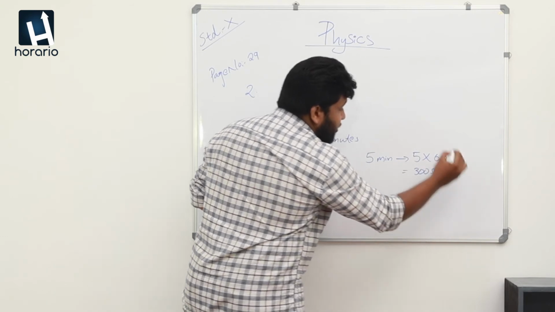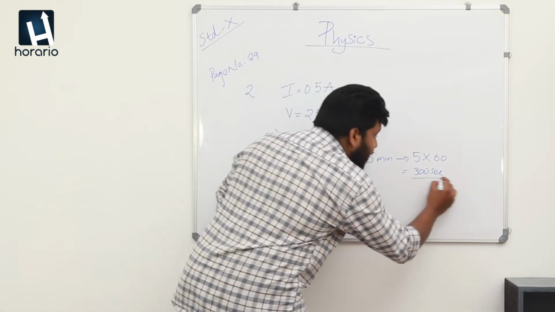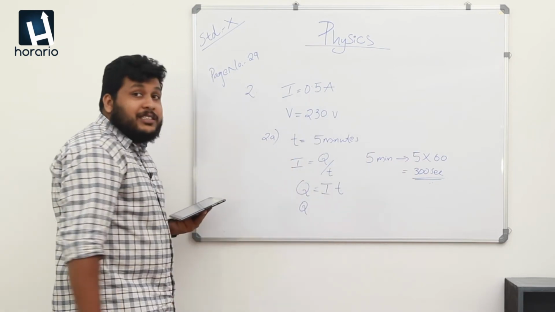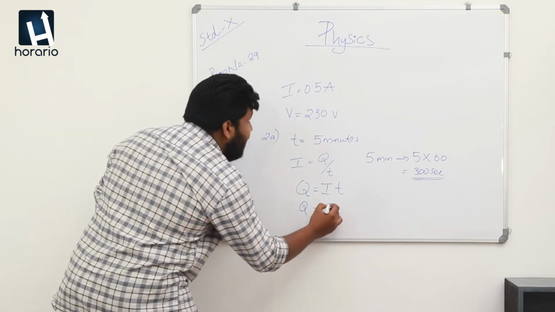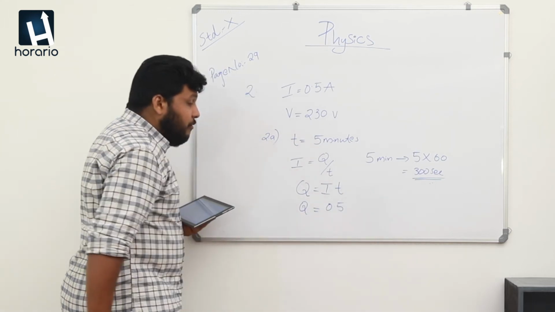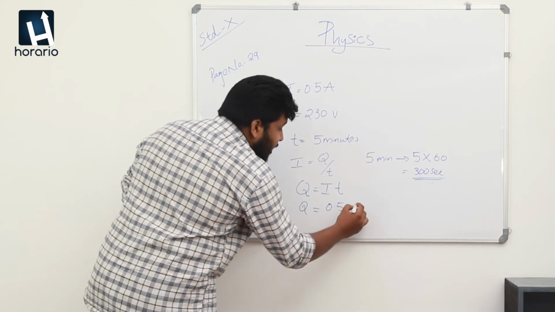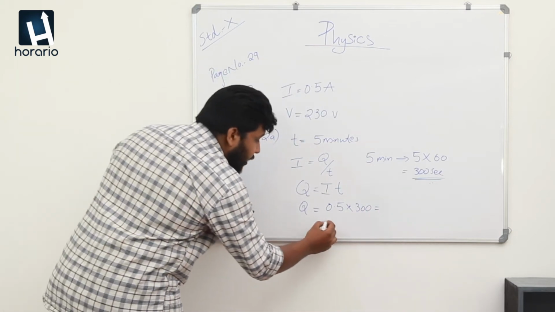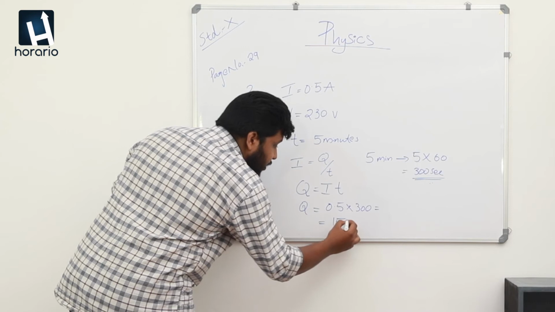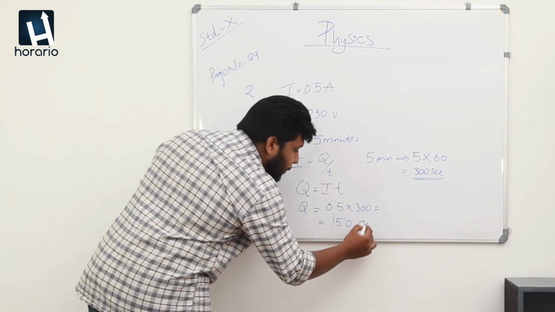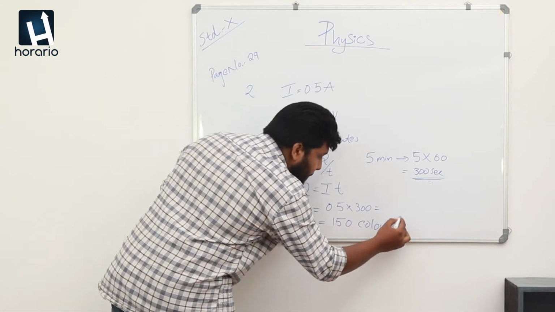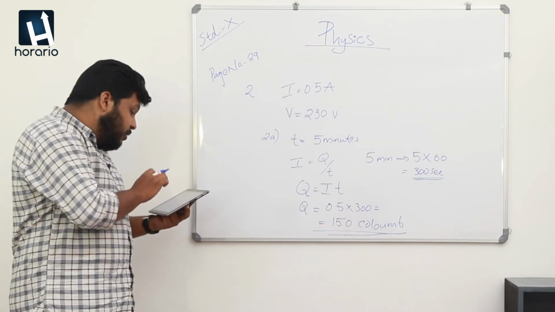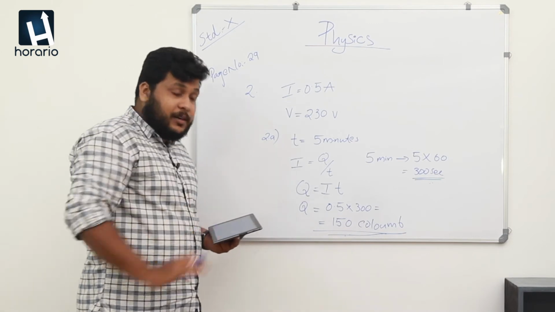300 seconds. So the amount of charge Q will be I is 0.5 into T 300 and the answer will be 150 coulomb. The 150 coulomb. So the question 2A is solved here.